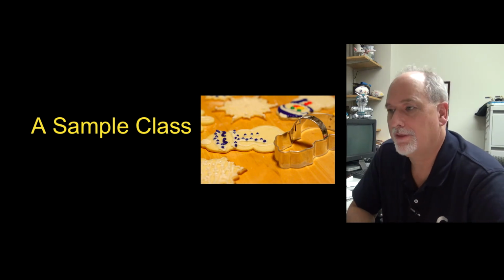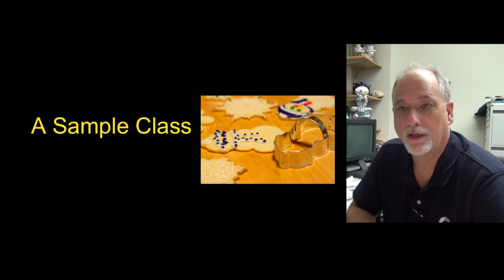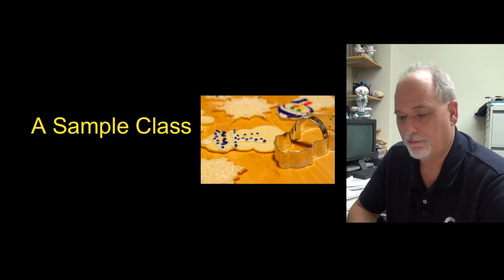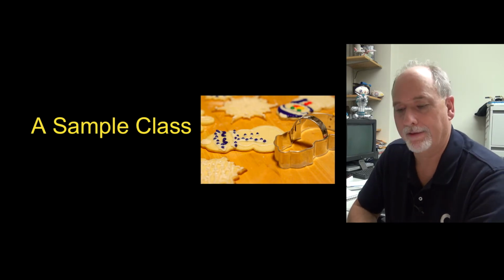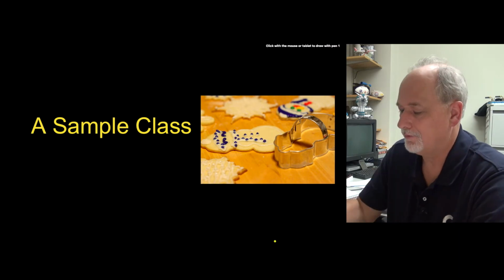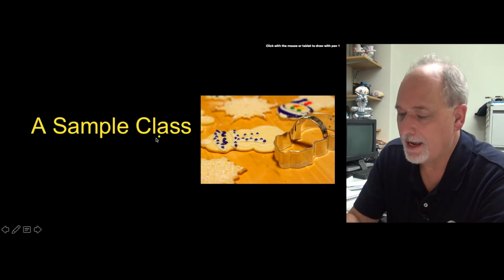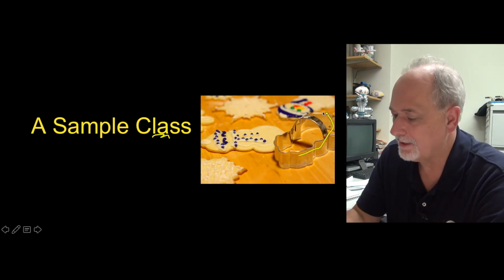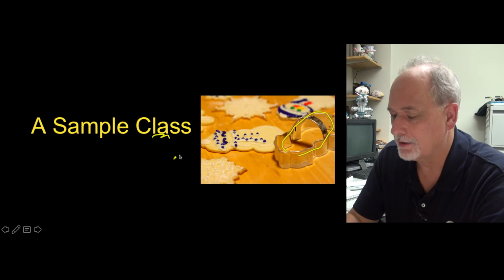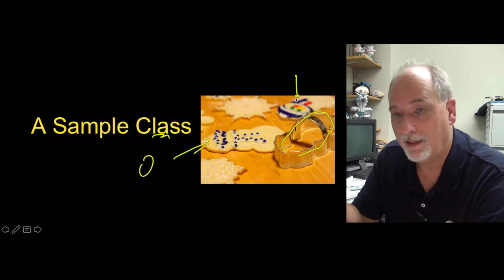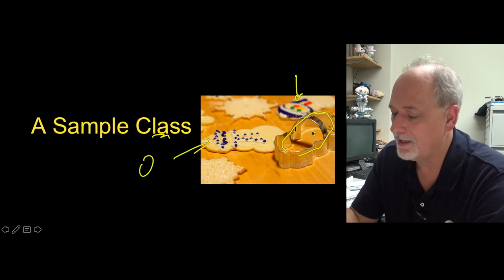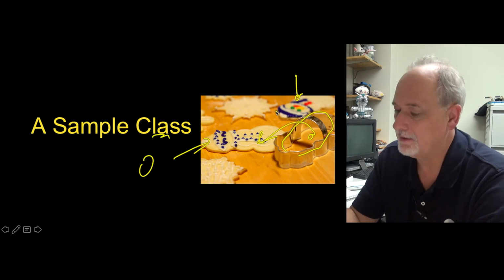Okay, so now that we've gotten through the definitions, let's work into some sample code. But hey, look at this. We've got ourselves a cookie cutter and some cookies. So remember that a class is a template. It's not the actual thing. An object is an instance of a class. So you have to take the class and do something to make the object.